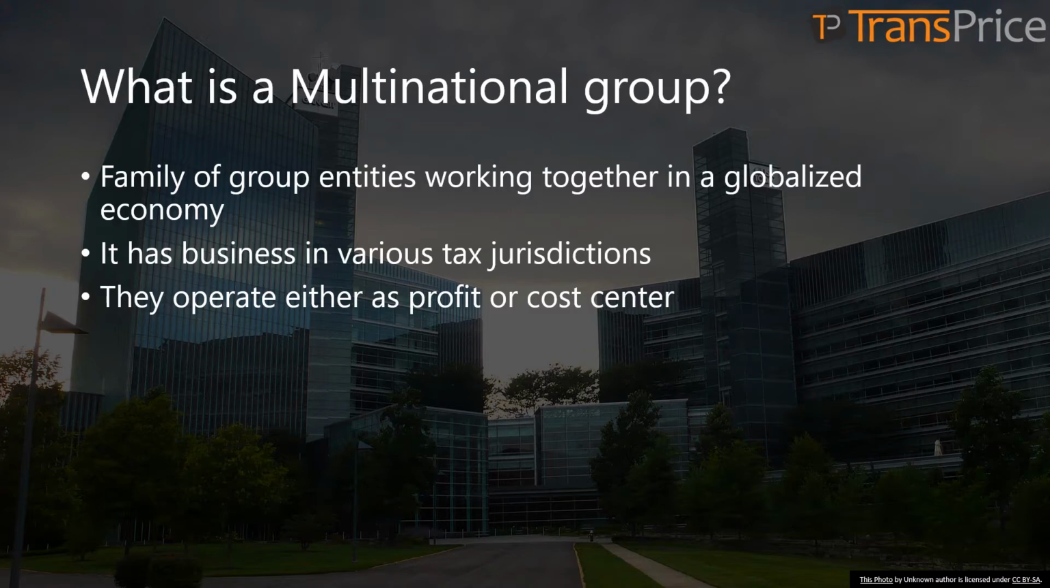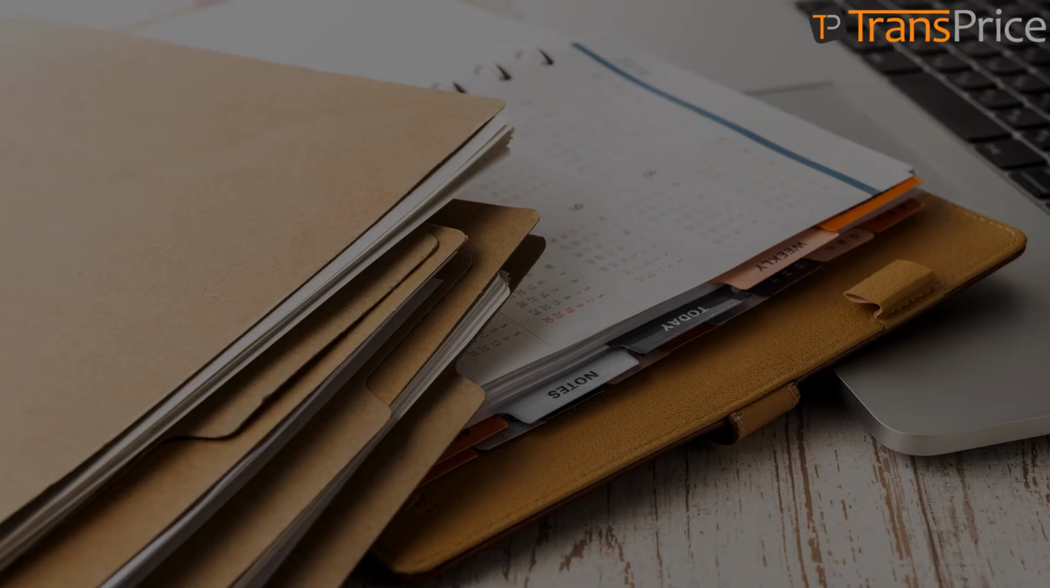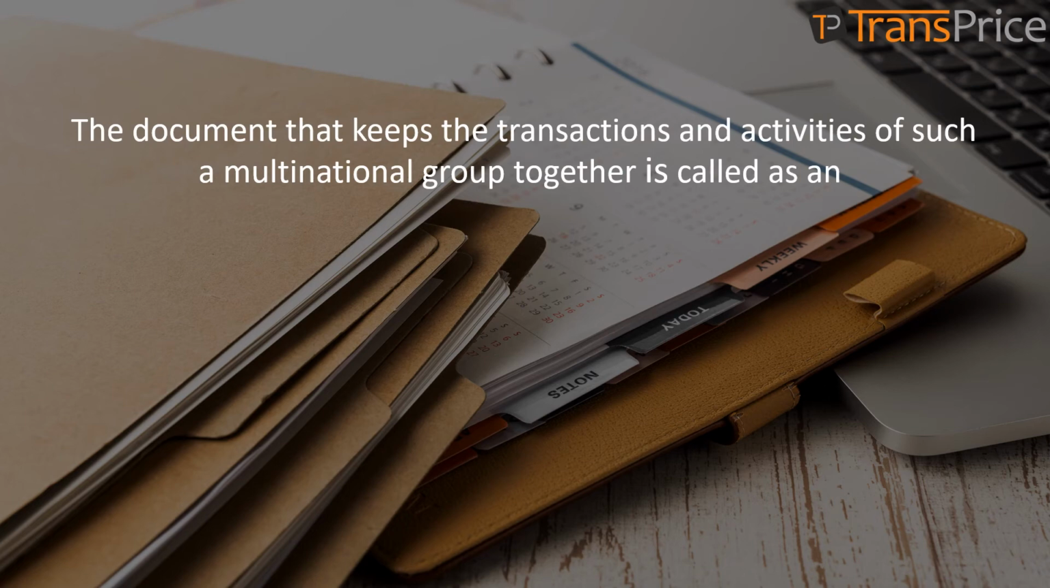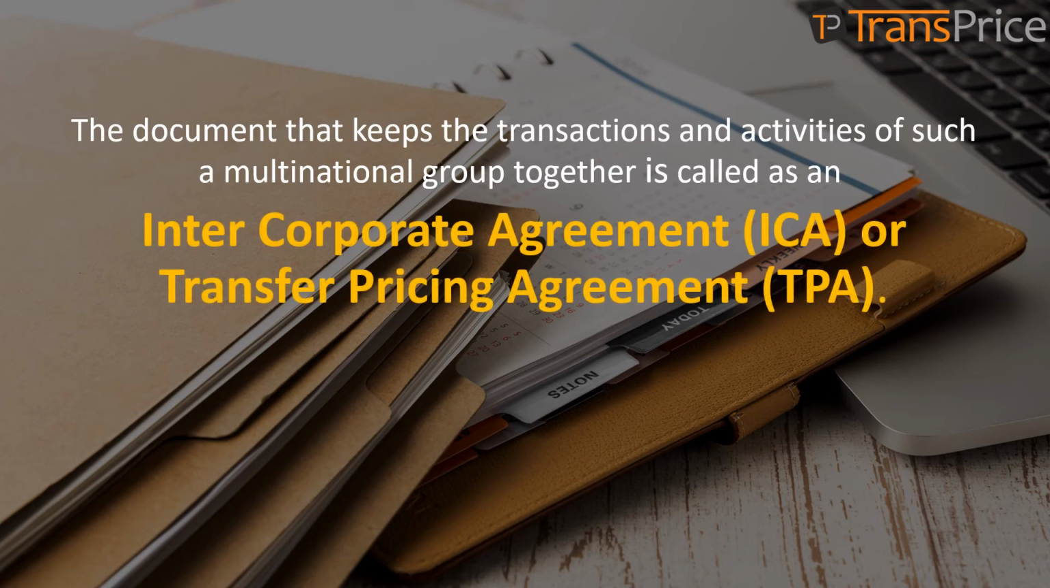The document that keeps the transaction and activities of such a multinational group is called, yes, you guessed it, an intercorporate agreement or transfer pricing agreement. Such a document could be considered as an eye for the dealings undertaken by the group within its member companies. Let us understand certain basic aspects of the intercorporate agreement.